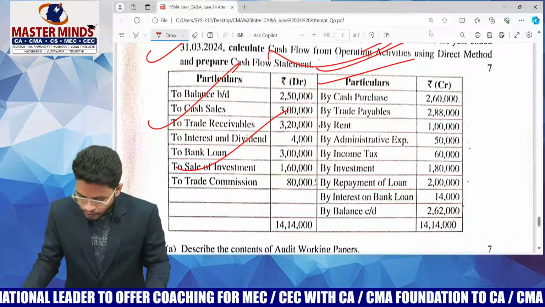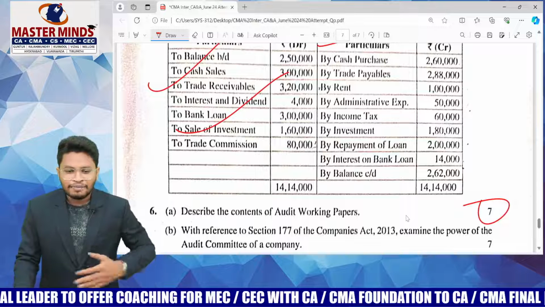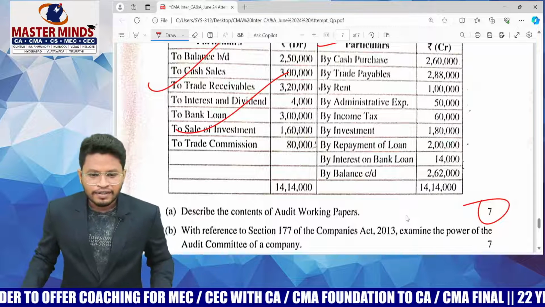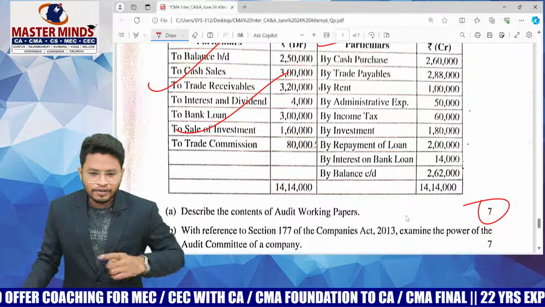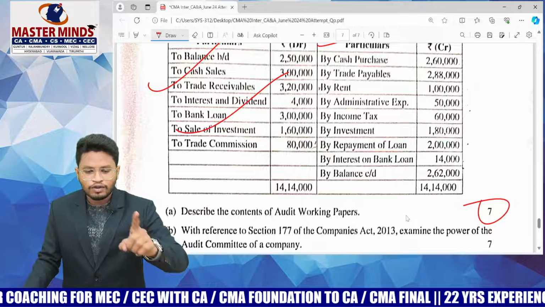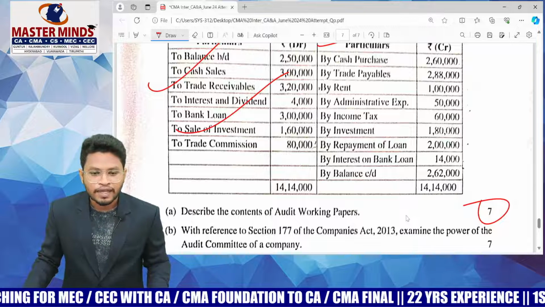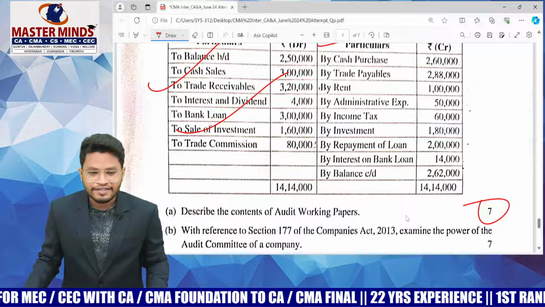Now this is also one of the simple questions. In my opinion, if you are thorough with our material, you can easily score above 40 marks in this question paper. Above 40 marks.